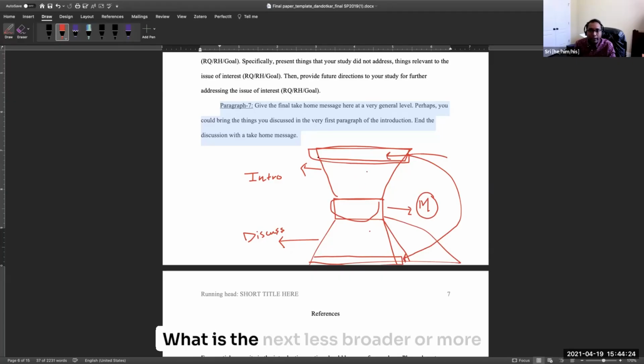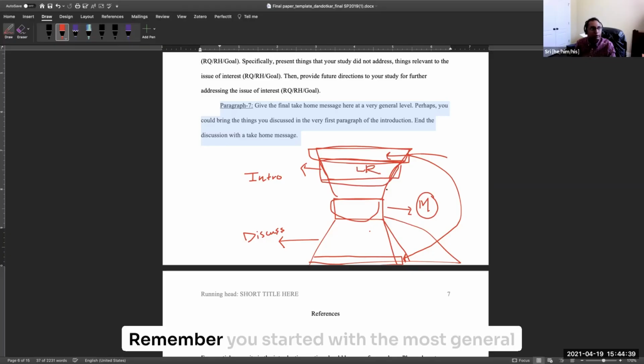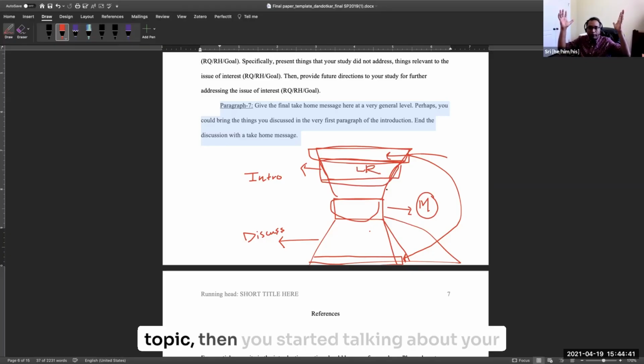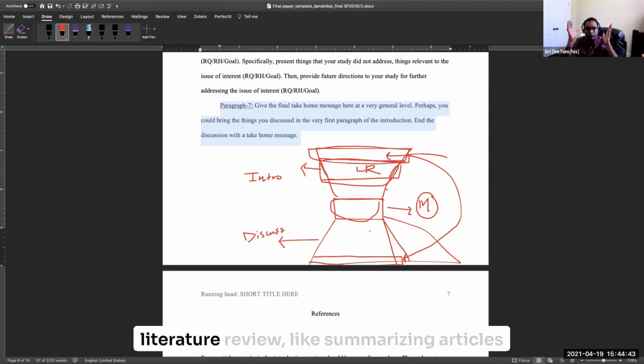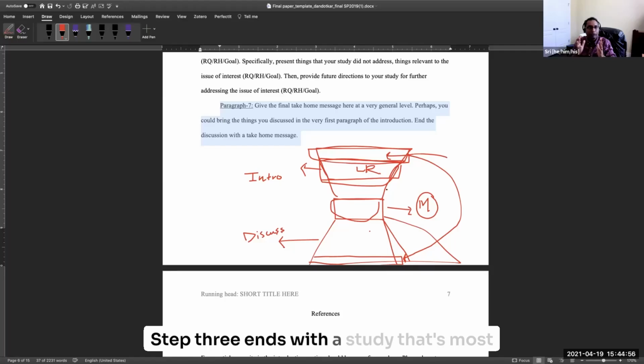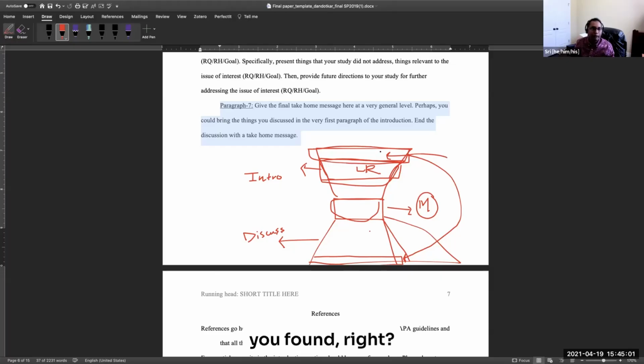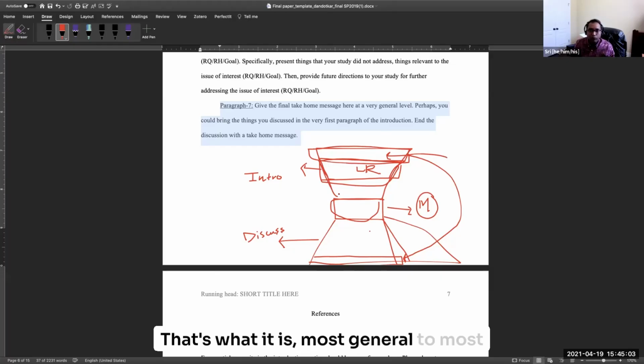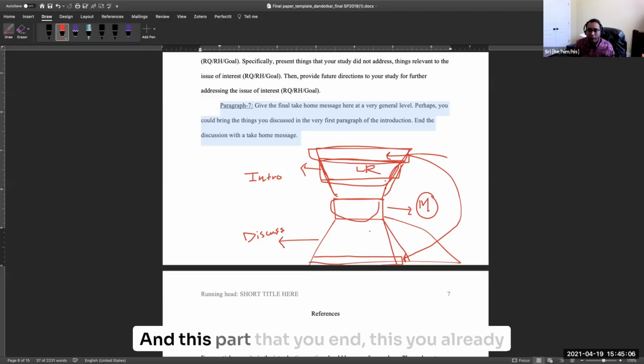What is the next less broad, or more narrow, part? This part is, most of it actually, your literature review. Remember, you started with the most general topic, then you started talking about your literature review, summarizing articles in a logical fashion, step 3, right? Then, how did step 3 end? Step 3 ends with a study that's most related to your study, and it ends with a gap that you found, right? That's what it is, most general to most specific.